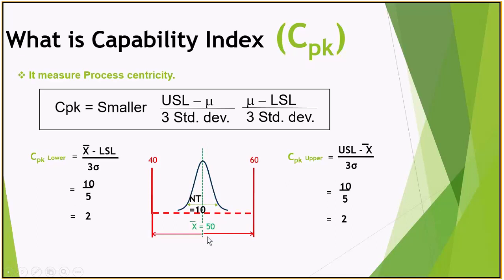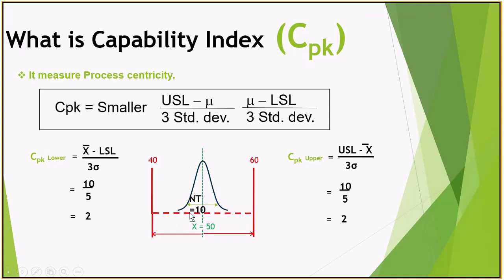So in this case, X bar minus LSL. Now X bar is what? 50 minus 40. So 50 minus 40 is 10, divided by half of the natural tolerance, or 3 standard deviation, which is nothing but 5. So in this case, your answer is 2. In the same way, when you calculate the upper CPK, USL minus X bar divided by 3 standard deviation, you are getting 2. So in both cases you are getting the same number, which tells you the CPK for this particular process is 2.